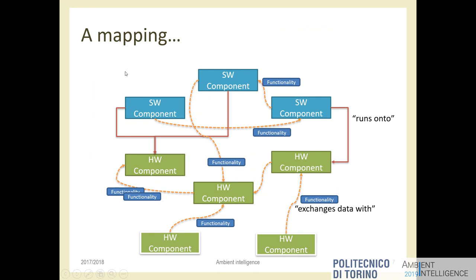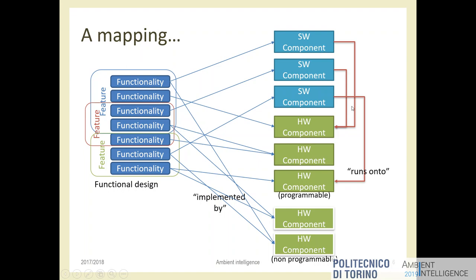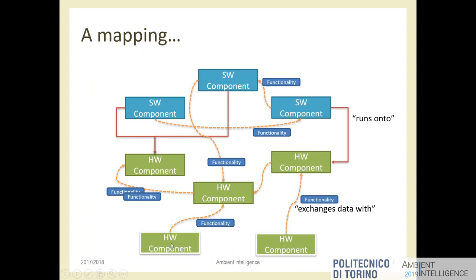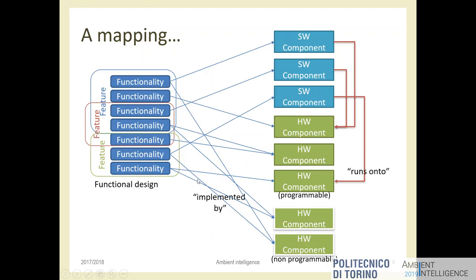Okay. So this is the same picture as before, but drawn from a different point of view, where we see the hardware component, the software component that run on this hardware. So these red lines here, software runs onto hardware, are the same as these lines here. The non-programmable components must be in some way connected to some programmable one, because otherwise, how can I get the data if this sensor isn't read by any other computer that reads the data and does something with that? And this functionality block here is the mapping of these blue lines here.